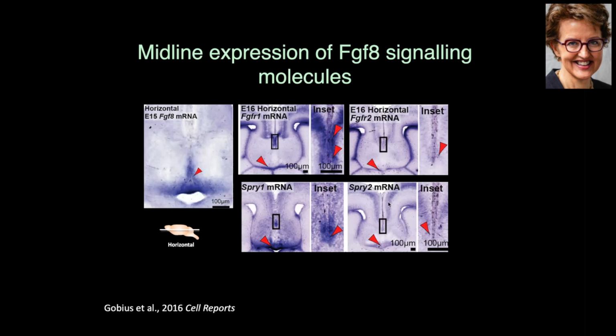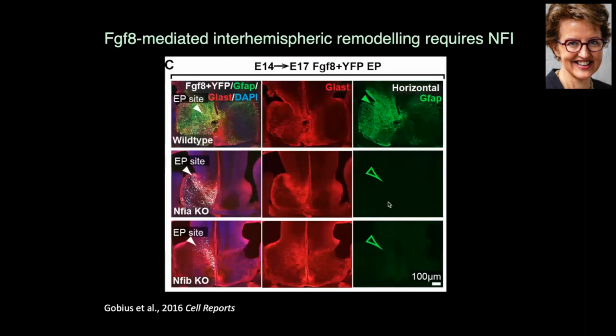So what we could do is, if we electroporate, so this is overexpression in utero of FGF8 in one hemisphere, it's a very targeted technique, and we can discuss that in the Q&A if you would like. If we overexpress FGF8, what we find is that we get an upregulation of GLAST and then a concomitant upregulation of GFAP. This is in a wild type animal.